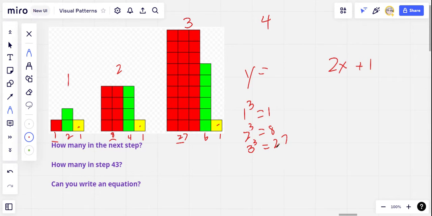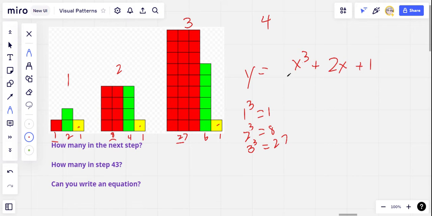If you don't make that connection between those numbers being perfect cubes, it's really hard to move forward with this one. Analyzing it by the total numbers is going to be really confusing. But once you see that relationship in the red part, and they've tried to lead you there by shading that in red, you can see that this is just the step number cubed. So we'll put x cubed there. And that's our equation, x cubed plus 2x plus 1.